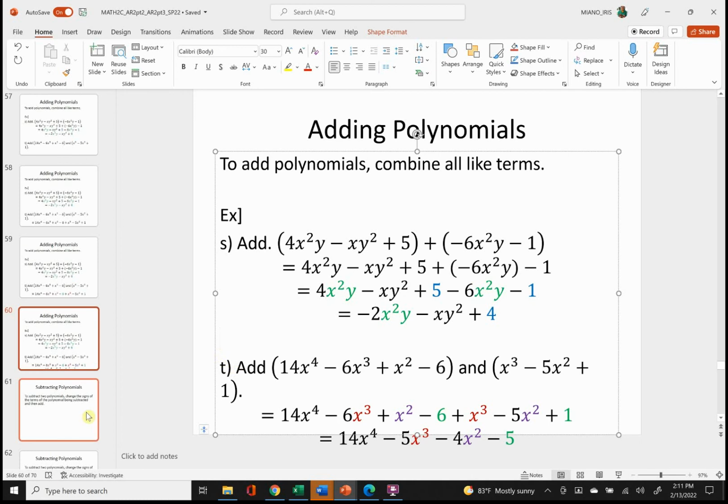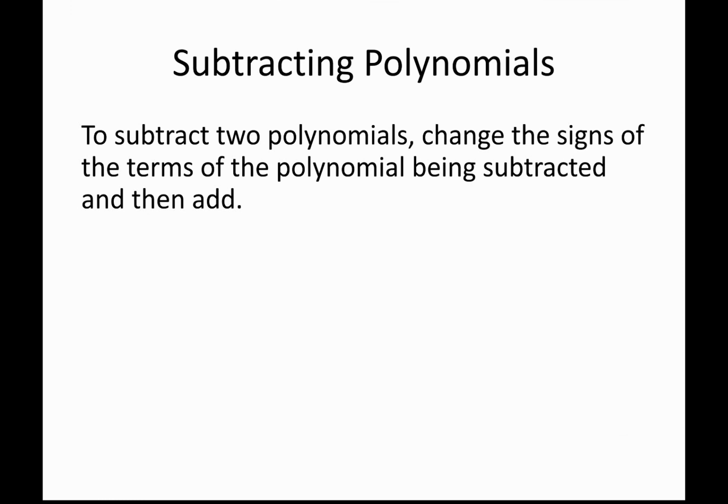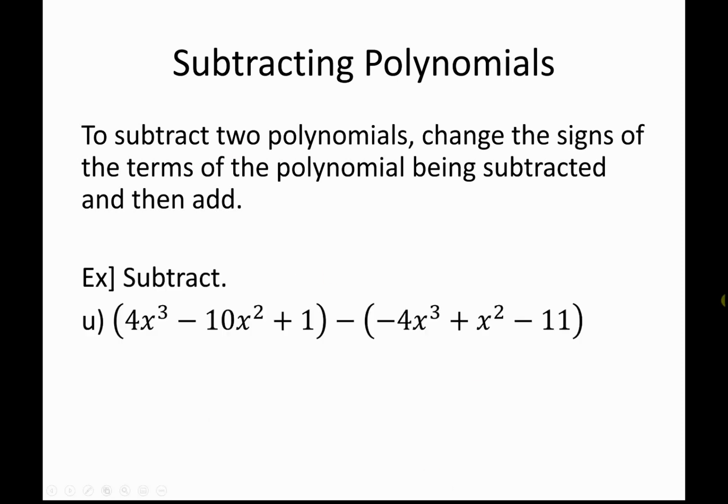Okay, we have a few more examples that we want to talk about: subtracting polynomials. Let me put this back in the slideshow feature. When you subtract two polynomials, you really just need to change the signs of the terms of the polynomial that's being subtracted off, and then you combine like terms. Or I say add, but yes, combine like terms is technically the way you want to describe that.